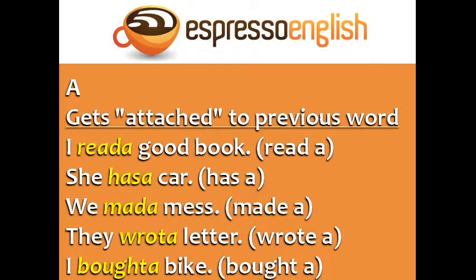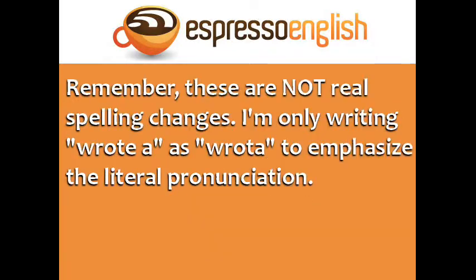The word "a" often gets attached to the previous word. For example, I read a good book. She has a car. We made a mess. They wrote a letter. I bought a bike. Remember, these are not real spelling changes. I'm only writing "wrote a" as "rota" to emphasize the literal pronunciation.